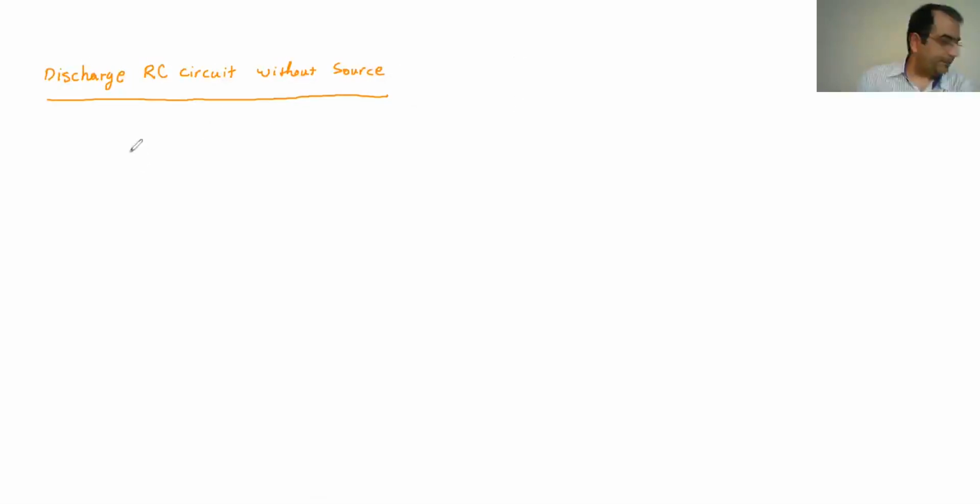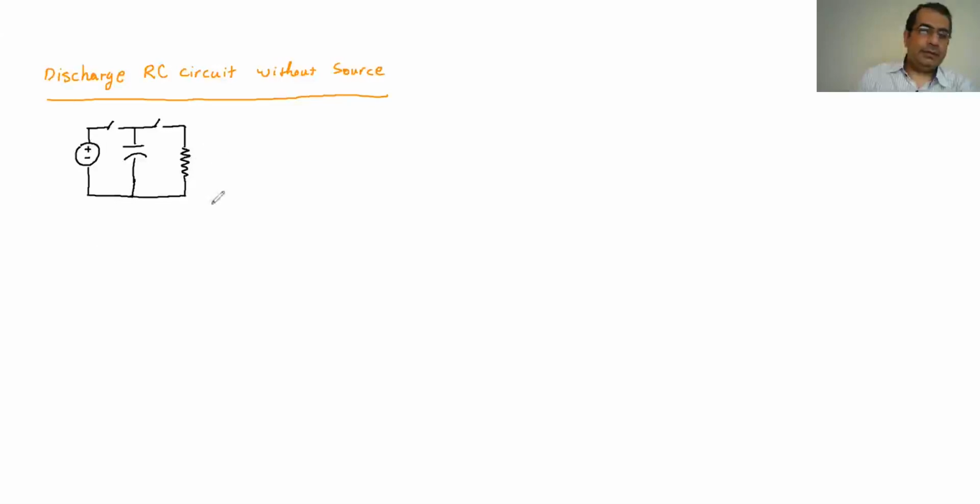So assume I have a circuit, for example, like that. Assume I have a battery connected to the RC circuit, which is a single capacitor, and there is a single resistor like that. Assume I have a circuit like that. There's going to be a key here, and there's going to be a key here.